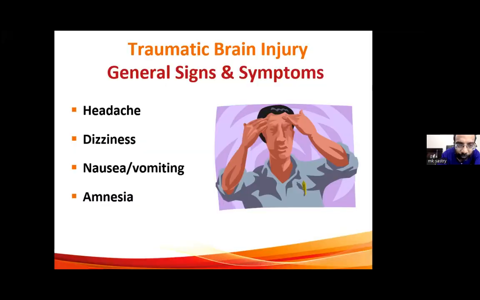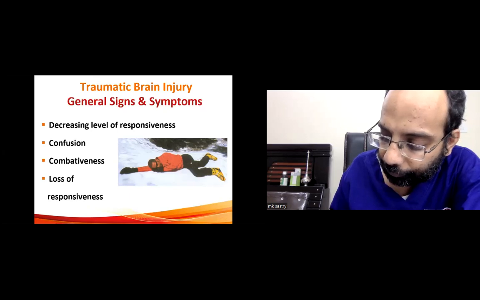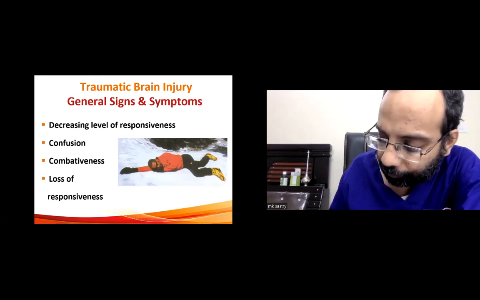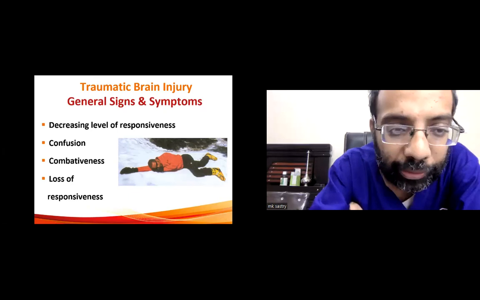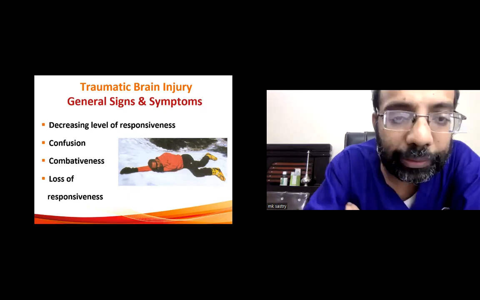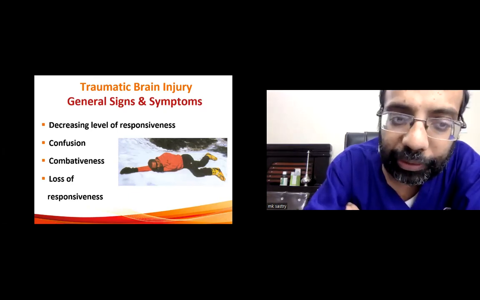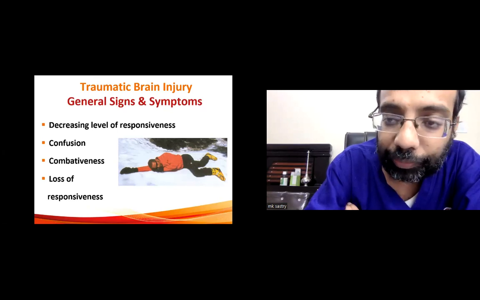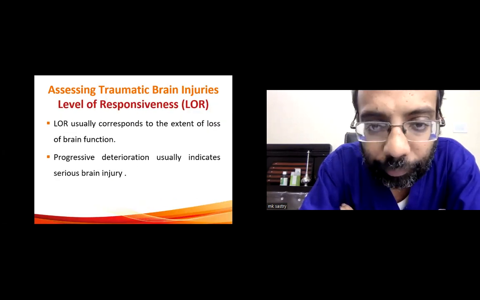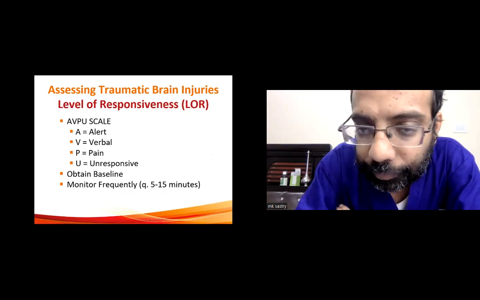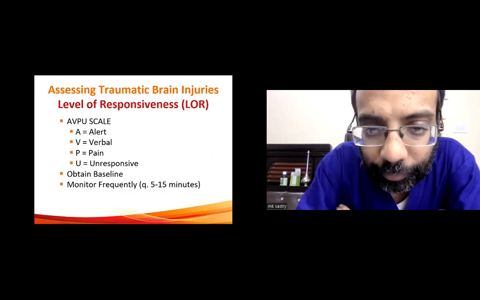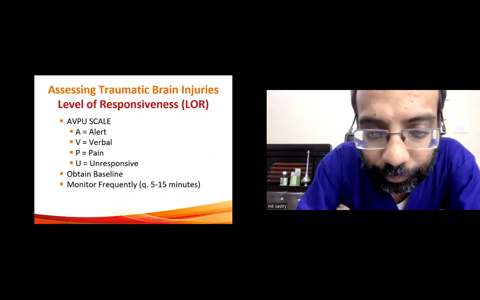Traumatic brain injury general signs and symptoms: headache, dizziness, nausea, and amnesia, means loss of memory. The decreasing level of responsiveness, confusion, combativeness, loss of responsiveness. You will see decreasing level of responsiveness. The people become less responsive. And the loss of brain function and progressive deterioration, right? There is verbal or unresponsive, often decline within 5 minutes.